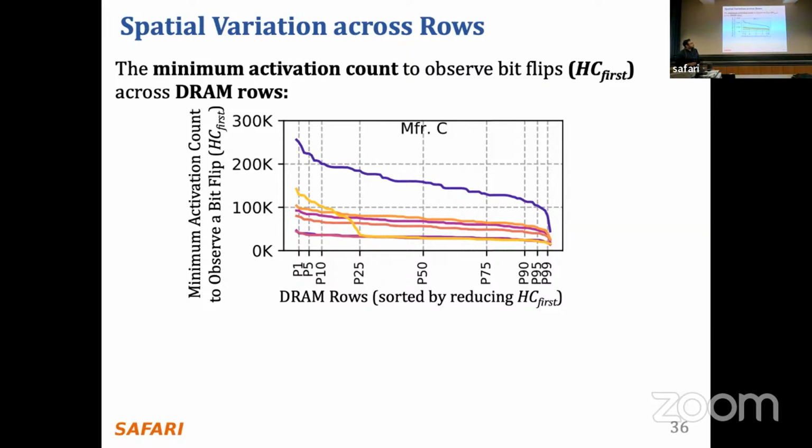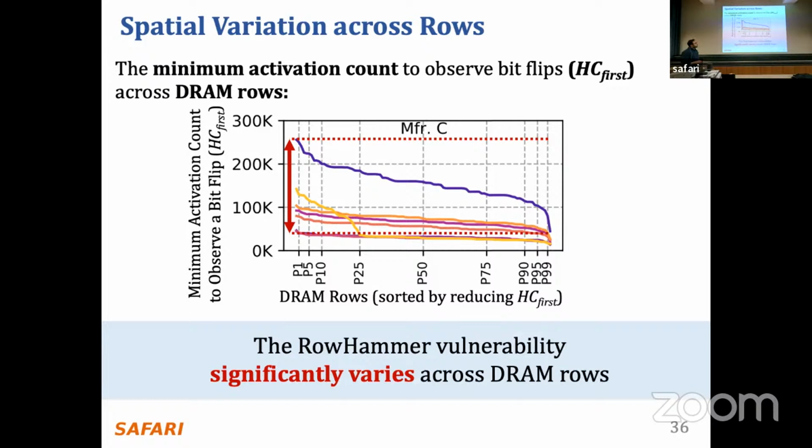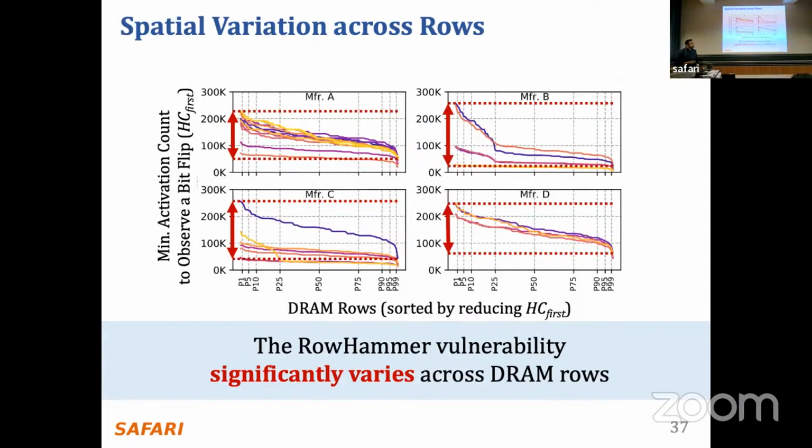So we sort DRAM rows based on their HC first value. This is more like an S curve where you look at the distribution. And our conclusion is that you see some very high RowHammer thresholds here and very low RowHammer thresholds here, right? So there's a huge difference, orders of magnitude. So the RowHammer vulnerability significantly varies across DRAM rows. So maybe it doesn't make sense to use the same defense for every single row, right? Some of them are definitely more vulnerable than the others.